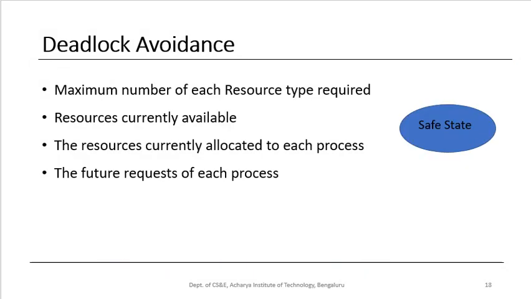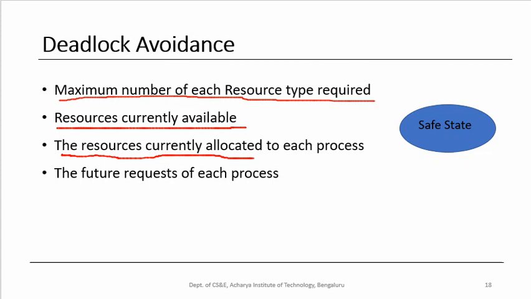Deadlock avoidance is a technique adopted by the operating system to ensure that the system never goes to a deadlocked state. For doing that, the operating system has to have a lot of information, such as the maximum number of each resource type required by a process, resources that are currently available in the system, resources currently allocated to each process, and also the future requests of each process.